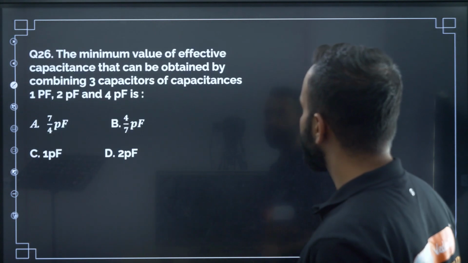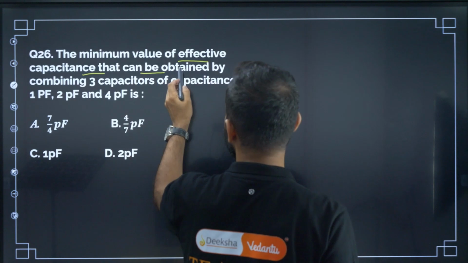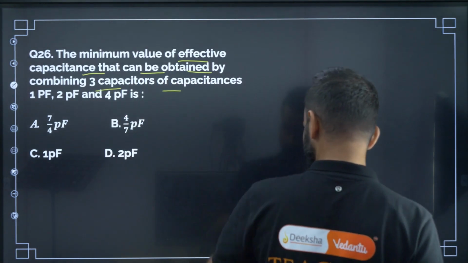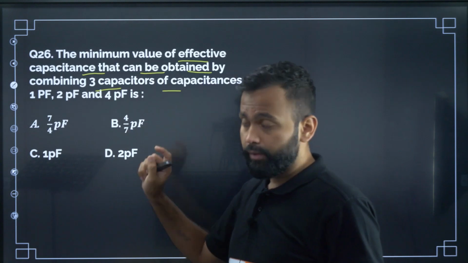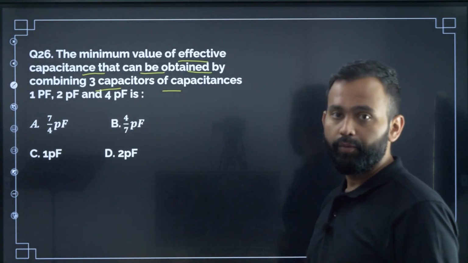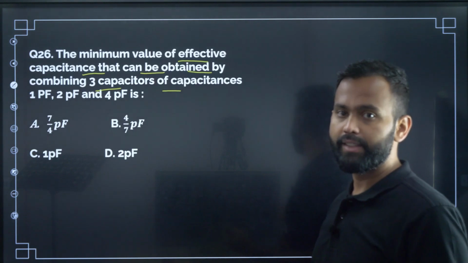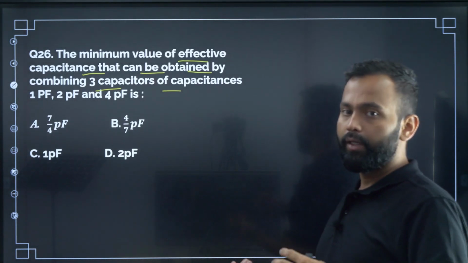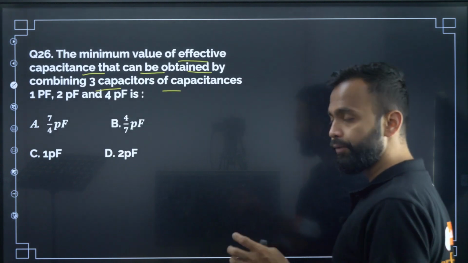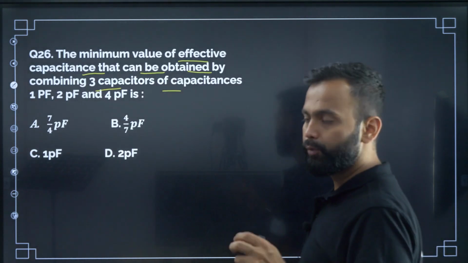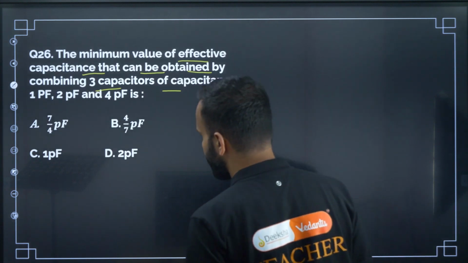Next question, question number 26. The minimum value of effective capacitance that can be obtained by combining 3 capacitors of capacitances 1 picofarad, 2 picofarad and 4 picofarad is. We know that if we connect the capacitors in series, we will get the minimum value. If we connect the capacitors in parallel, we will get the maximum value. In parallel the effective capacitance increases. If we connect the capacitors in series, effective capacitance decreases.